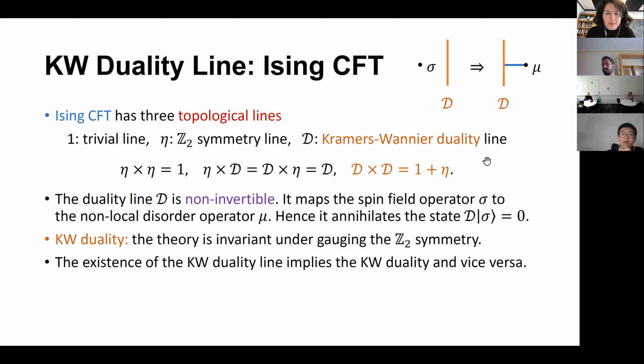Okay, so here I refer to this line D as the Kramers-Wannier duality line. That is because the very existence of this Kramers-Wannier duality line implies that the theory has a Kramers-Wannier duality. That means that the theory is invariant under gauging a Z2 symmetry. And in fact, the converse is also true. So if the theory is invariant under gauging a Z2 symmetry, the theory will have a non-invertible Kramers-Wannier duality line.